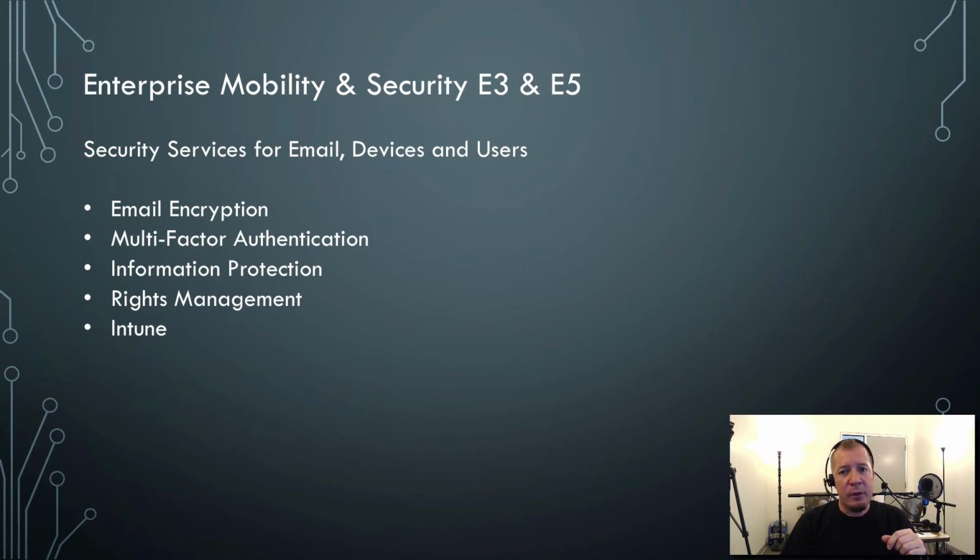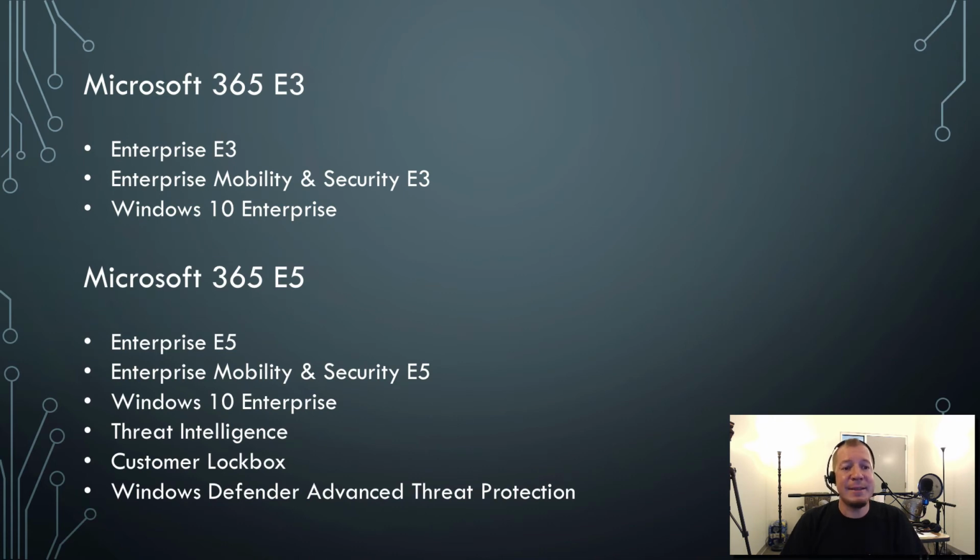Very quickly, there's some new stuff out, Microsoft 365 E3. So instead of calling it O365, it's Microsoft 365. E3 gives you everything that we saw in the Enterprise E3 license, Enterprise Mobility and Security E3, as well as Windows 10 Enterprise for your computer. Then E5 gives you everything we saw in the Enterprise E5, Enterprise Mobility and Security E5, Windows 10 Enterprise, Threat Intelligence, Customer Lockbox, and then Windows Defender ATP for your computer.